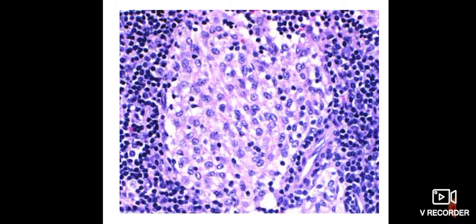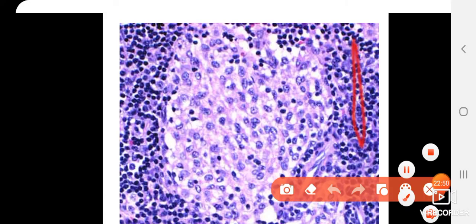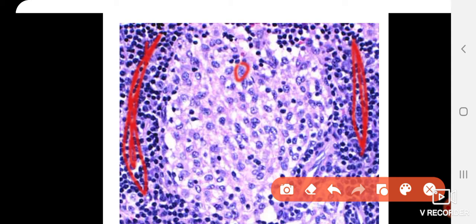ingested materials. So you can see in this picture, these are all lymphocytes which are present. You can see only small blue round cells, and these cells, these small cells, these are all macrophages.